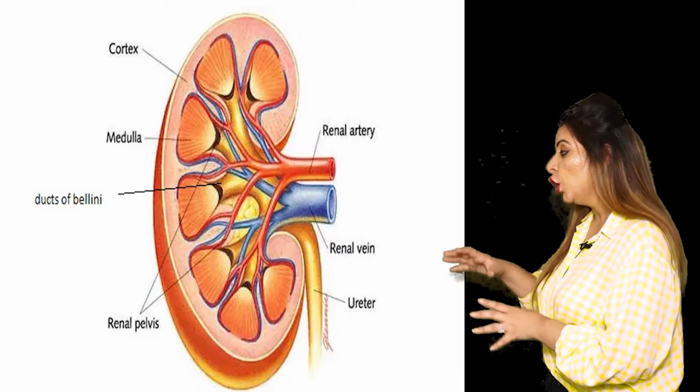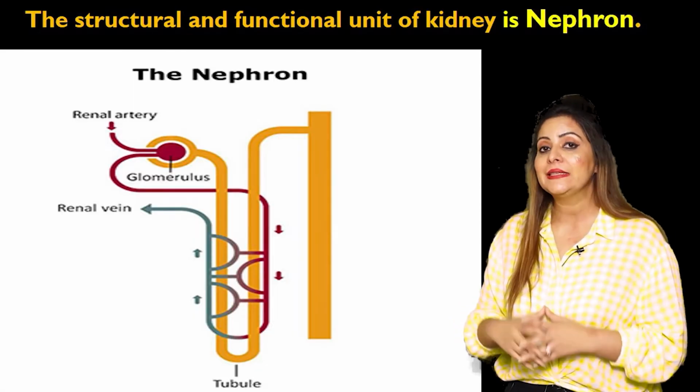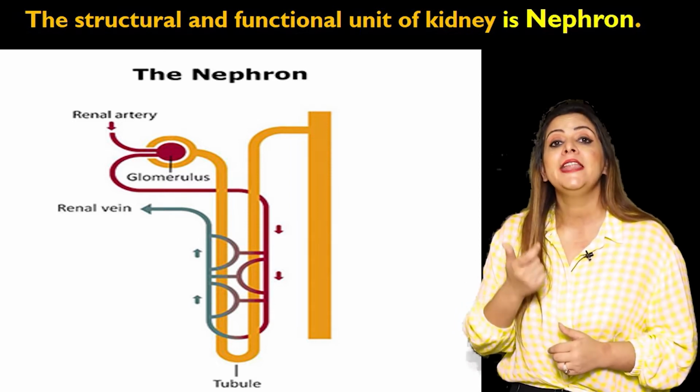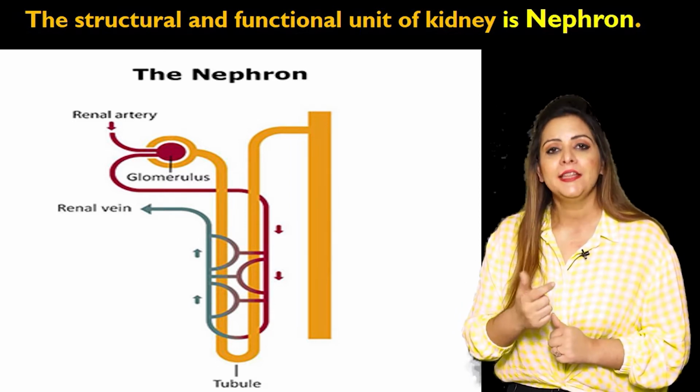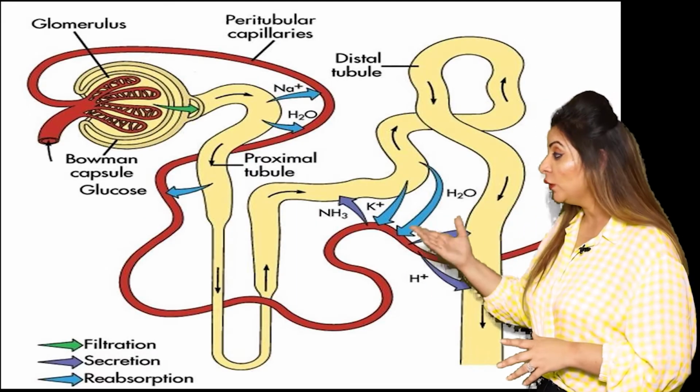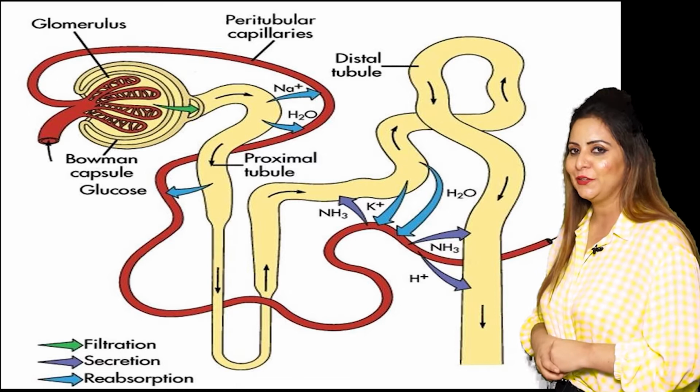Now we have learned on an organ level. Now if I talk about the cellular level, we know that every organ is made up of tissue and tissue is made up of cells. That is the reason we call the cell the structural and functional unit of life. So likewise, the functional unit of the excretory system is called the nephron. And this is how it looks like. Do not get nervous by looking at its structure. I'm going to simplify it for you.